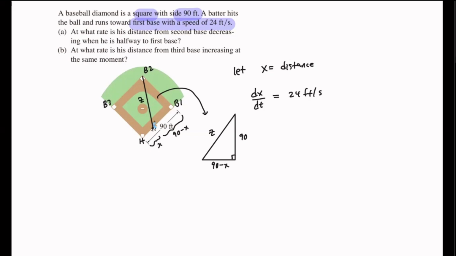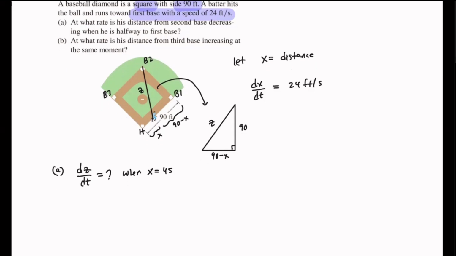But what are we really looking for? Part A, we want to know at what rate his distance from base 2 is decreasing when he's halfway through. So we want to know this rate when he's halfway to first base, when x is 45, half of 90. So we want to know what is dz/dt when he has traveled halfway, at 45. Okay, so let's figure out how to do this.